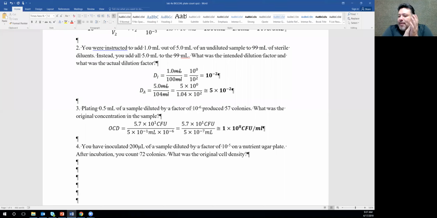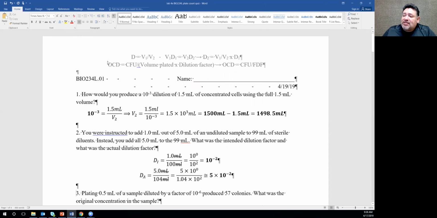All right, let's continue. Now we have a problem where it's asking you volumes in microliters. And I include this intentionally because I have found out that my students do not have a lot of experience dealing with milliliters and microliters in particular. Other than that, everything else is the same. Okay. So it says you have inoculated 200 microliters of a sample diluted by 10 to the negative fifth on a nutrient agar plate after incubation. You count 72 colonies. What is the original cell density?